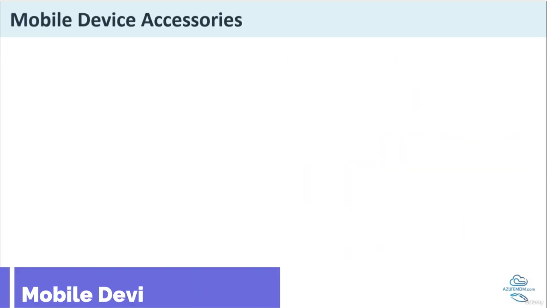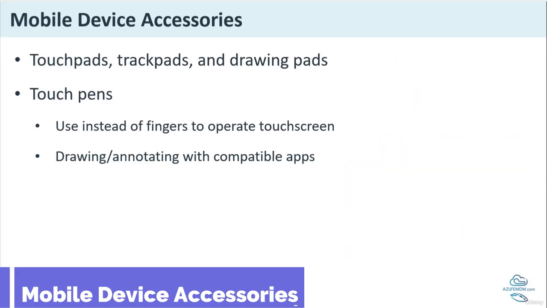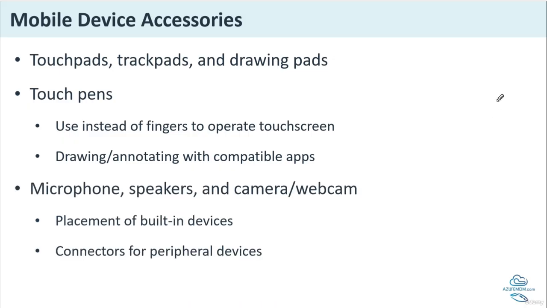Mobile device accessories: touchpads, trackpads, and drawing pads. It's a very common thing nowadays. In mobile device accessories, we use touchpads for doing the work, trackpads which you can use instead of a mouse, and drawing pads. We also use touch pens.